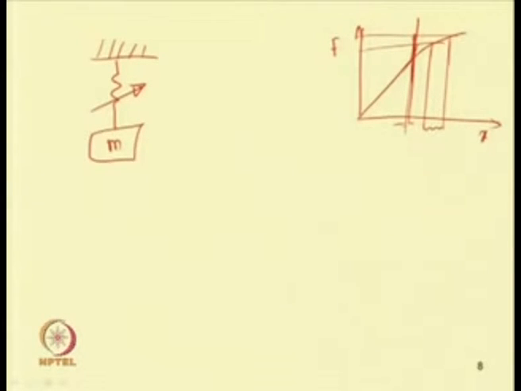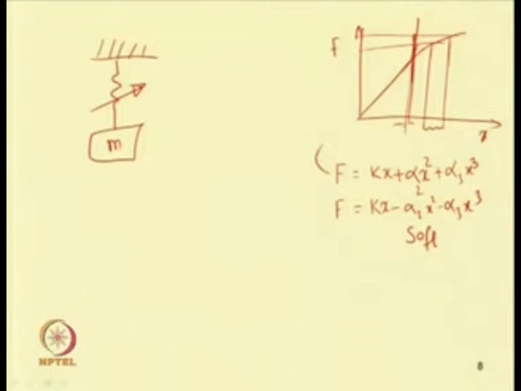In these cases, the equation is no longer linear, or one cannot write the equation f equal to k x. So, for the hard spring let us add quadratic and cubic terms, alpha 2 x square plus alpha 3 x cube. Similarly, in case of a soft spring we can write the equation k x minus alpha 2 x square minus alpha 3 x cube. So, this is for the soft spring and the other equation is for the hard spring.